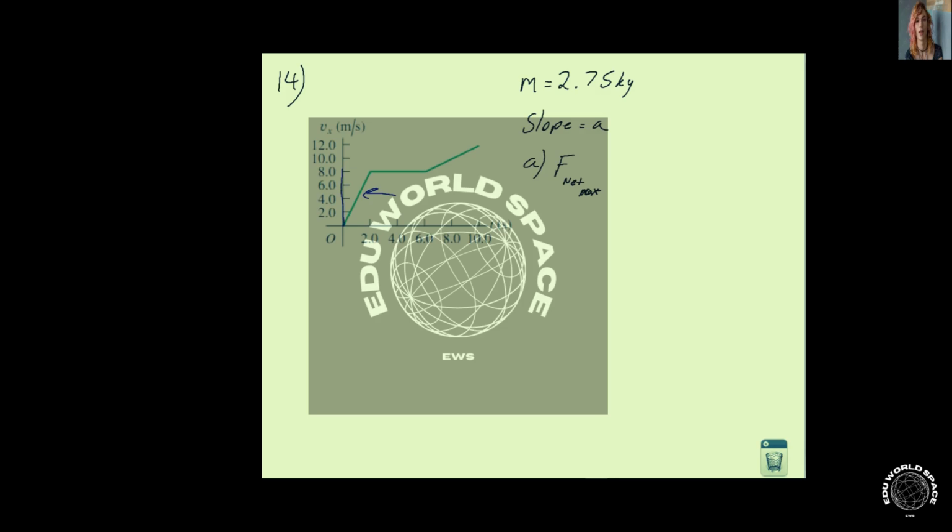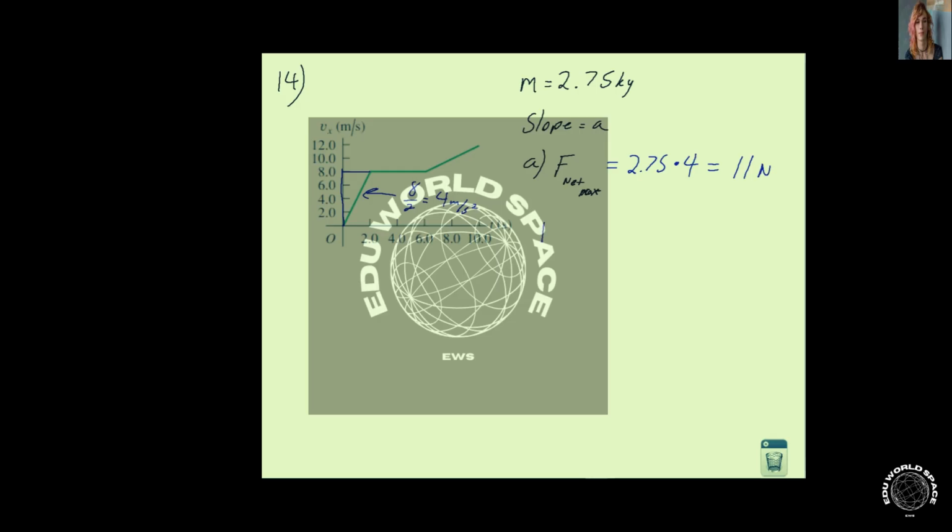We have a rise of 8 and a run of 2. The slope is 8 over 2, which gives us 4 meters per second squared. That's the maximum acceleration. So going over here, the maximum force is going to be the mass, 2.75, times that acceleration I just found. 2.75 times 4, and we end up with a net force equal to 11 newtons.